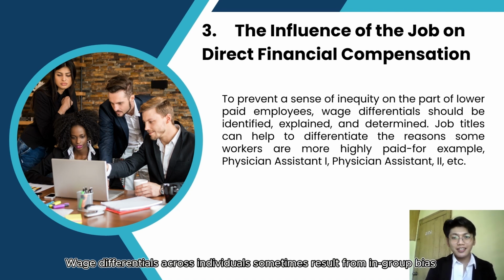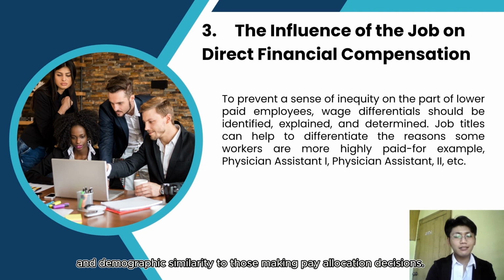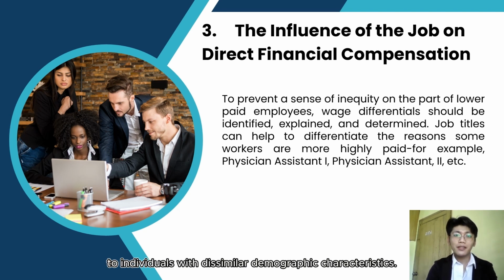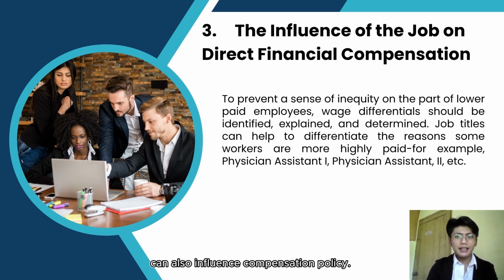Wage differentials across individuals sometimes result from in-group bias and demographic similarity to those making pay allocation decisions. Research has found that people tend to give more favorable treatment to individuals with similar demographic characteristics. Employees' preferences for compensation characteristics can also influence the compensation policy.